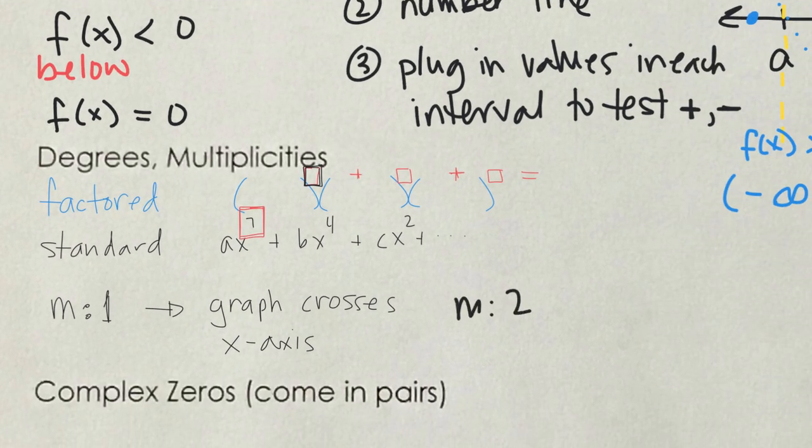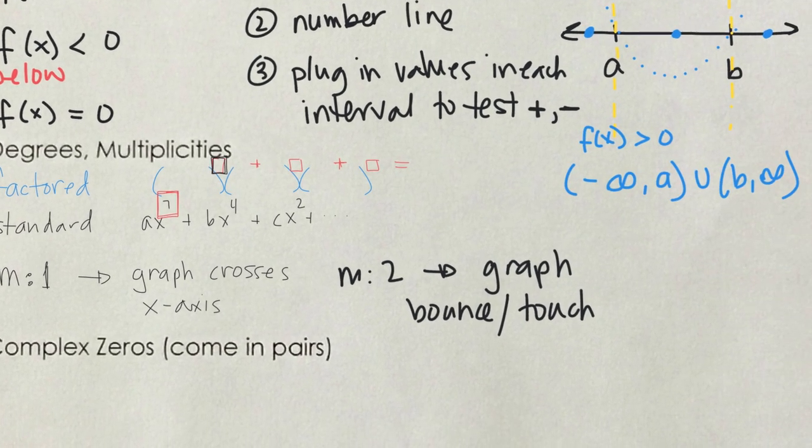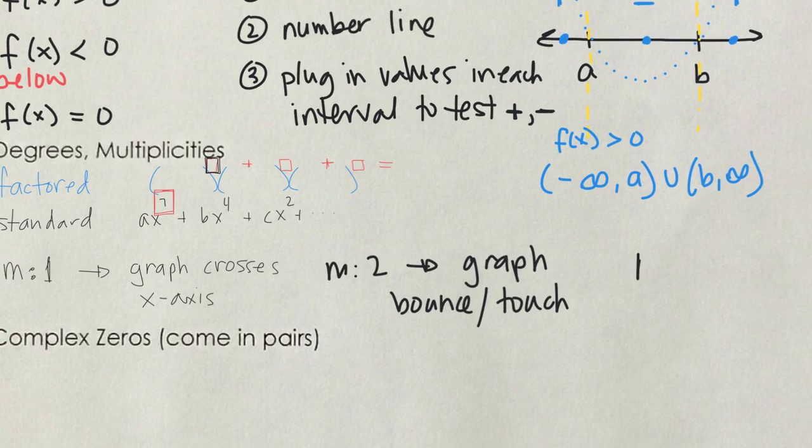If we had a multiplicity of 2, that means your graph would bounce, or just touch the x-axis, right? It would not actually cross. It would go from positive to positive or from negative to negative. And then our third option was if we had a multiplicity of 3. And at that time, the graph crossed, but very, very flat. The graph flattens where it crosses your x-axis.